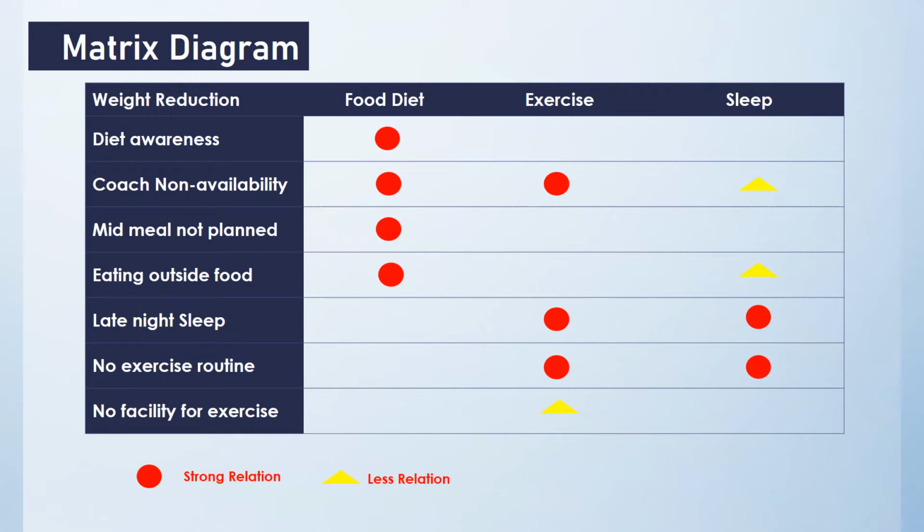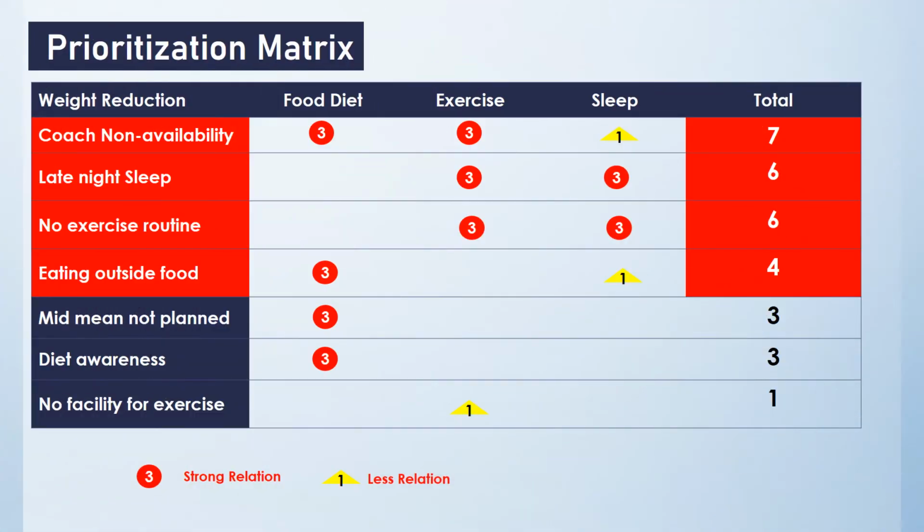Next up, we'll go to the prioritization matrix. Here we are quantifying the relationship. Earlier we mentioned only strong relationship and less relationship. Here we are quantifying it with numbers.